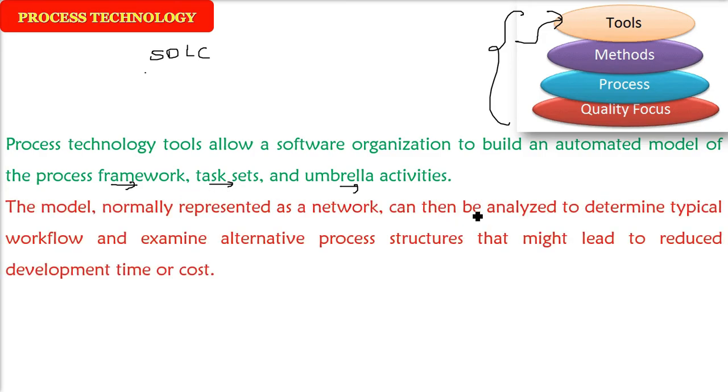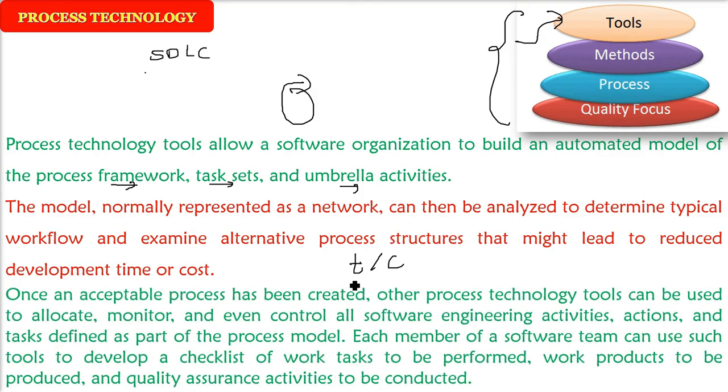So the model we are talking about, we are representing it using a network, and this is showing the workflow. It can be iterative, it can be serial, right? And then we will examine alternative process structures that might lead to reduced development time or cost. Once we have decided the process, there are other process technology tools. It's all about tools. Now these can be used to allocate, monitor, and also control the software engineering activities, actions, and tasks. Because what we have defined in the process model also has to be allocated, monitored, and controlled.